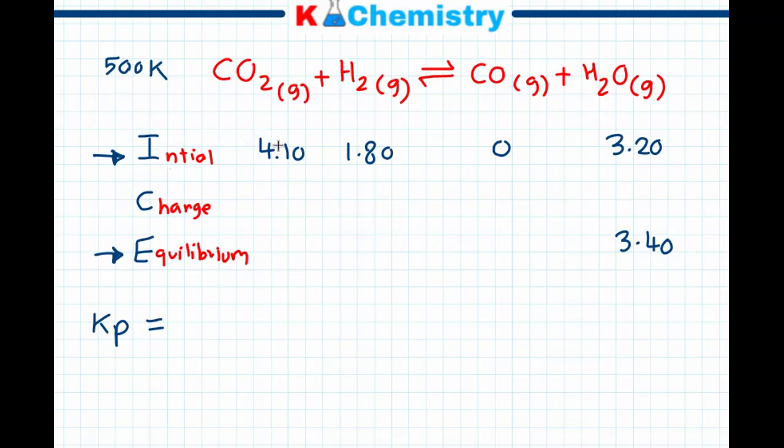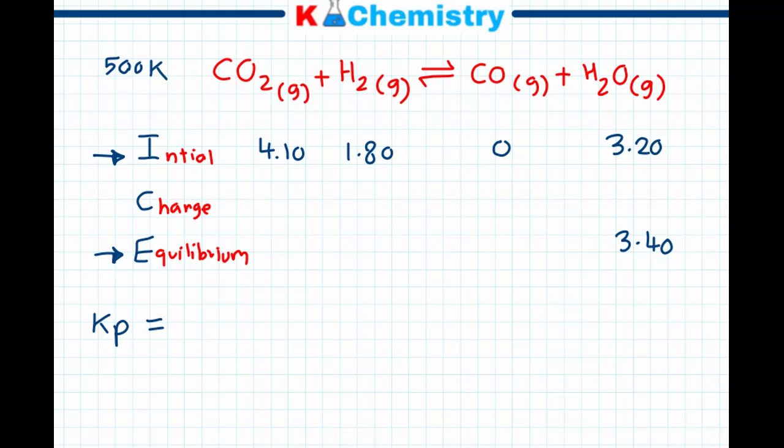I will put the pressures of every one of them under its substance in the row of the initial, and I will put this 3.40 in the equilibrium row under the water vapor only, since these are all given for us.